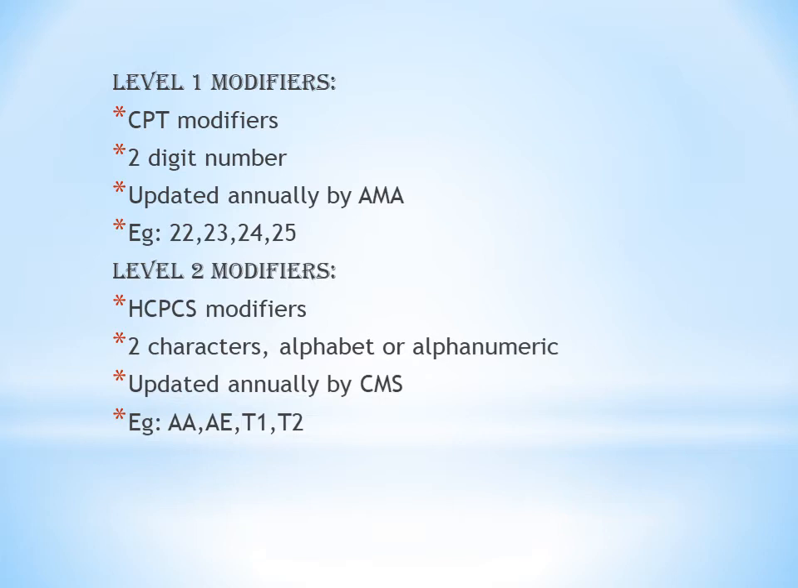Then level 2 modifiers. Level 2 modifiers are known as HCPCS modifiers. There are also two characters. It can be alphabet or alphanumeric, that is, one alphabet and one number. These HCPCS modifiers are usually updated by CMS, the Centers for Medicare and Medicaid Services. Examples are AA, AE, T1, T2, etc. AA is for anesthesia by anesthesiologist, like that.